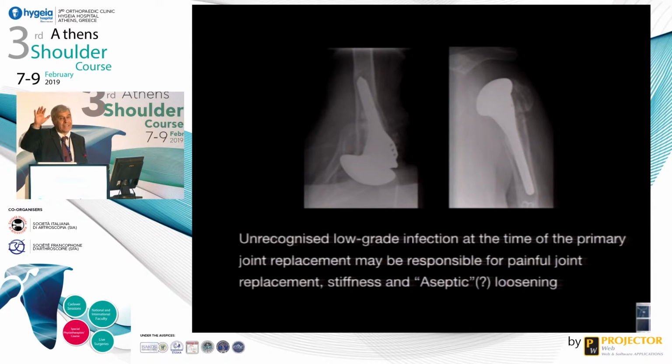So again, whether this is an unrecognized, if you have a painful shoulder, first of all, you have to think infected, and unrecognized low-grade infection at the time of primary joint replacement may be responsible for these painful shoulders and stiff shoulder and aseptic loosening.